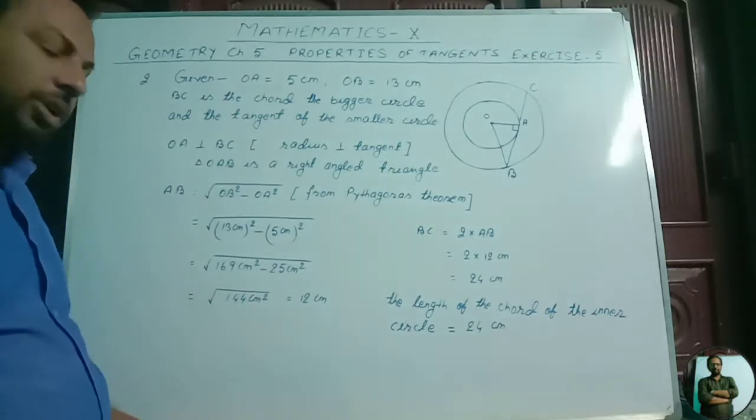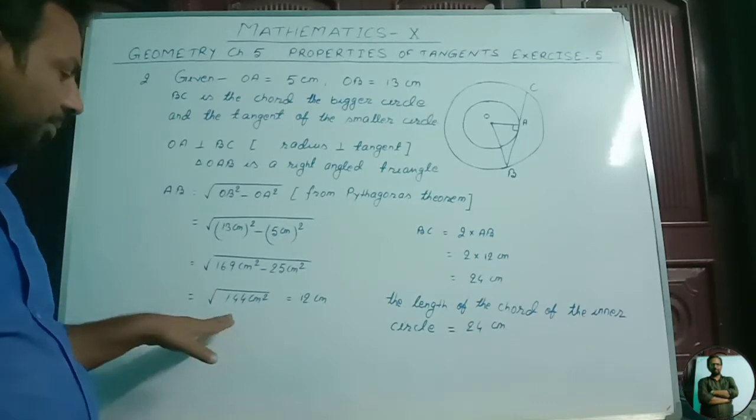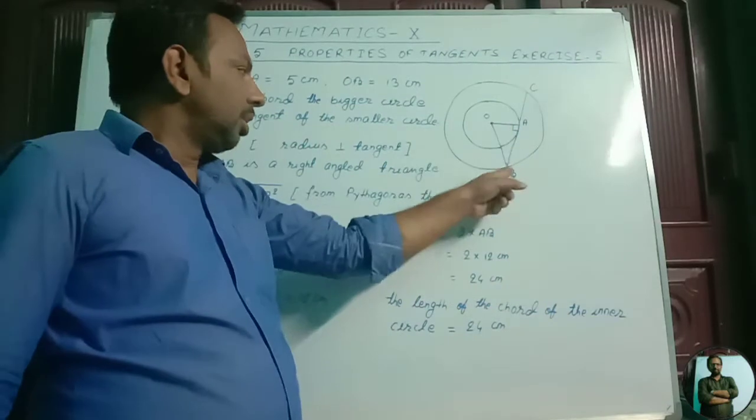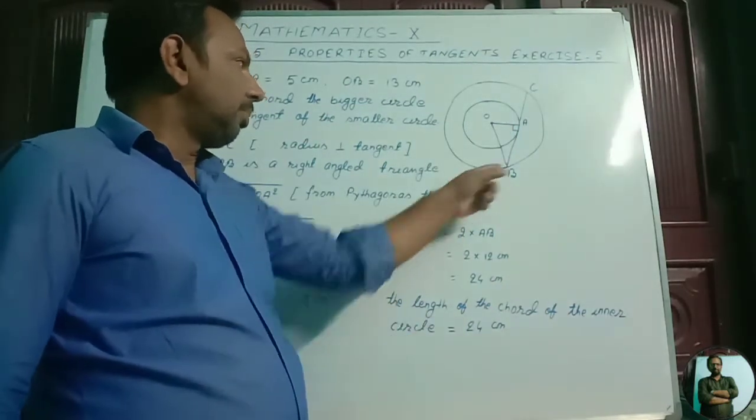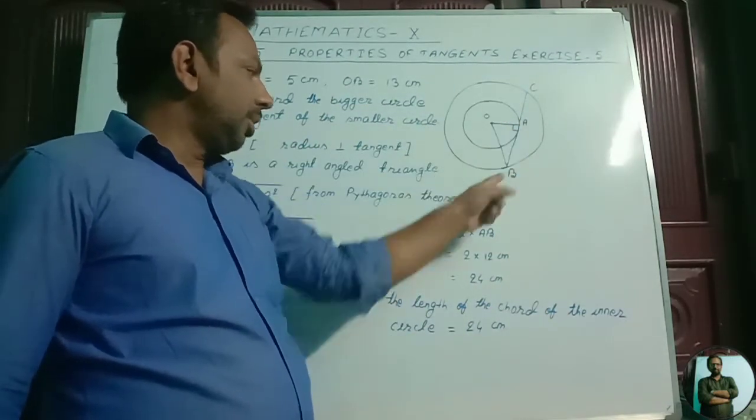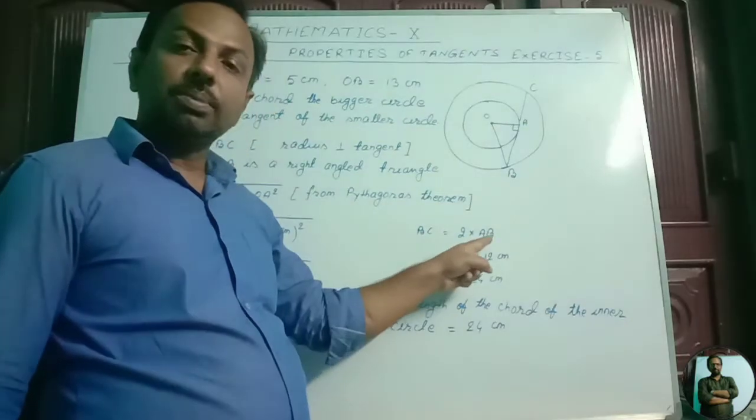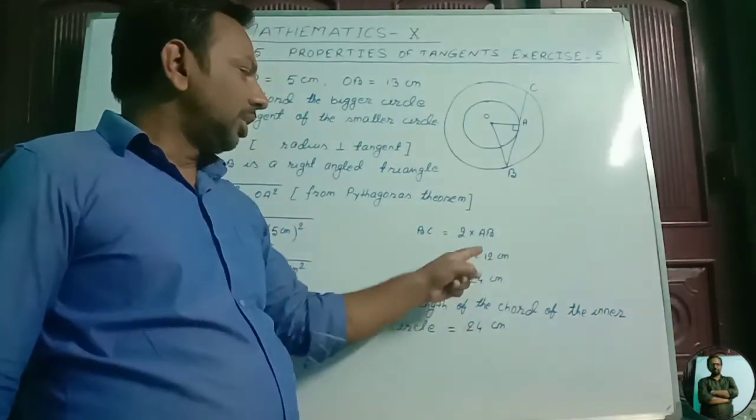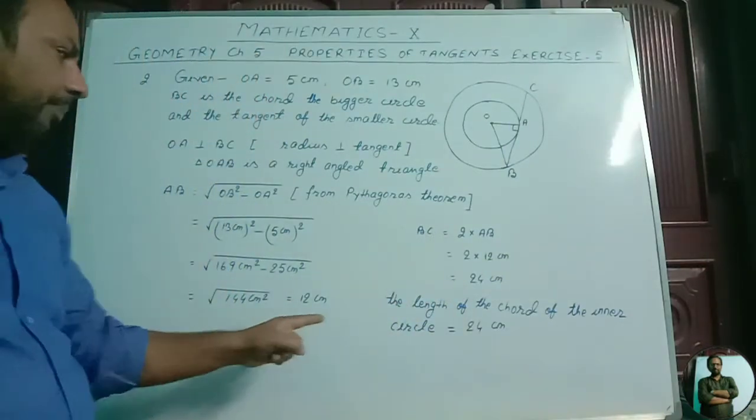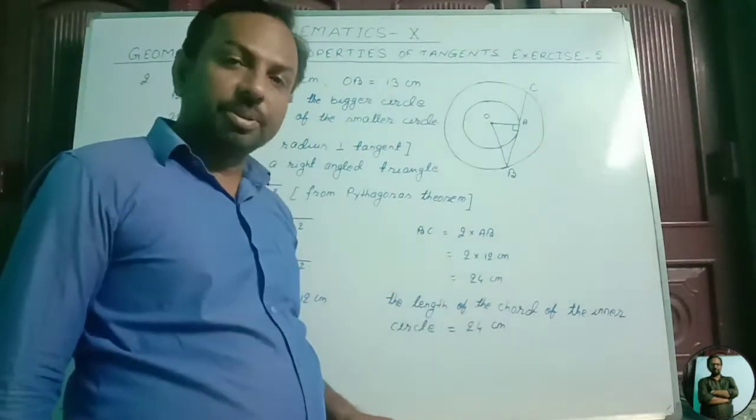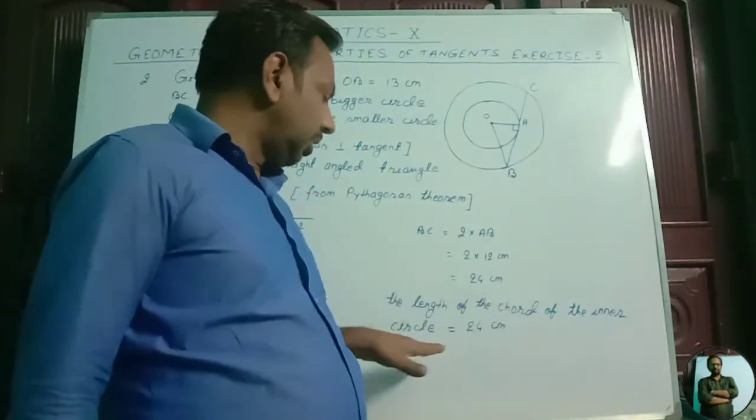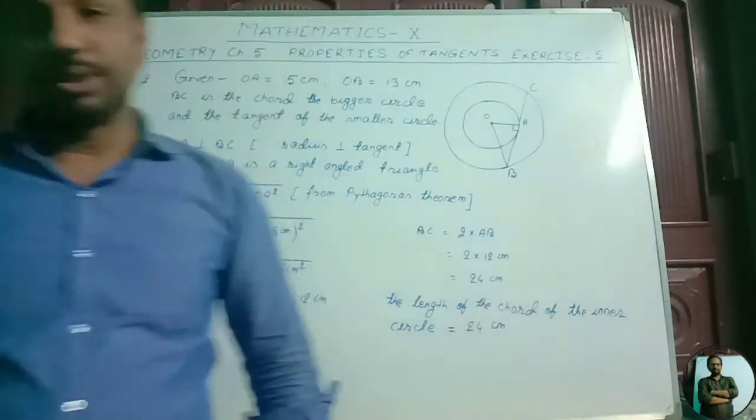Square root of 144 centimeter square. I solved it and I got 12 centimeter. So AB is 12 centimeter. Therefore BC equal to twice of AB. BC equal to 2 into AB, that is equal to 2 into 12 centimeter. And I got 24 centimeter. So the length of the chord of the outer circle is equal to 24 centimeter.